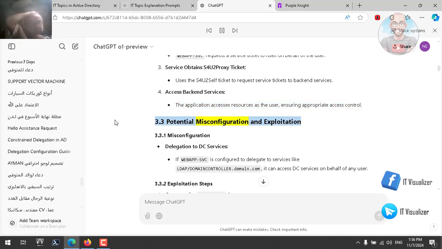3.3 Potential misconfiguration and exploitation. 3.3.1 Misconfiguration. Delegation to DC services. If WebAppSvc is configured to delegate to services like LDAP/domain.com, it can access DC services on behalf of any user.